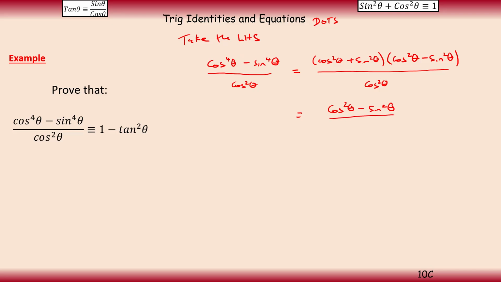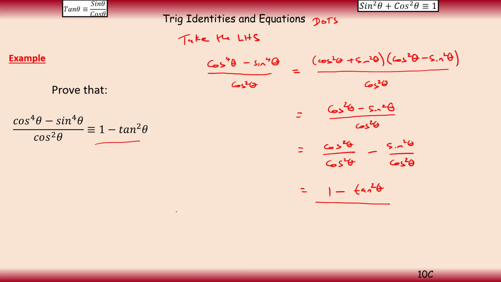All divided by cos squared theta. In order to simplify, I'm going to separate the fractions. So I've got cos squared theta divided by cos squared theta minus sine squared theta over cos squared theta. Now cos divided by cos, that's just going to be 1, minus sine over cos, we've established that to be tan. So it will be 1 minus tan squared theta. Job done. That's exactly what we needed to prove.